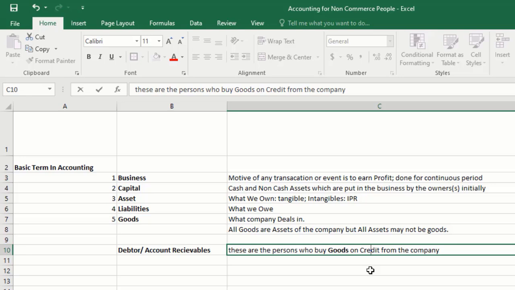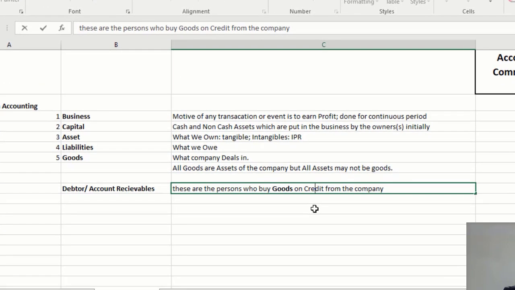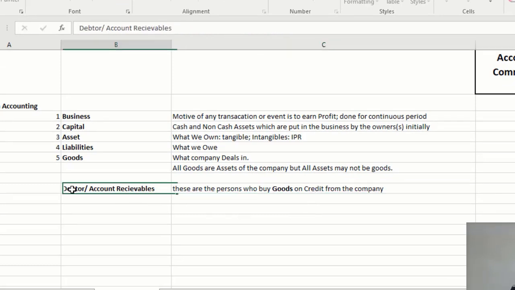If you're dealing in goods and you have sold your products on credit to your customers, then those customers are termed as debtors. Now I'm telling you how to pronounce this word, debtors. The B in DEBTOR is silent. We do not say it with the B. B is silent, but it is part of your spelling when you write it. We call it debtor, or we call it account receivable.